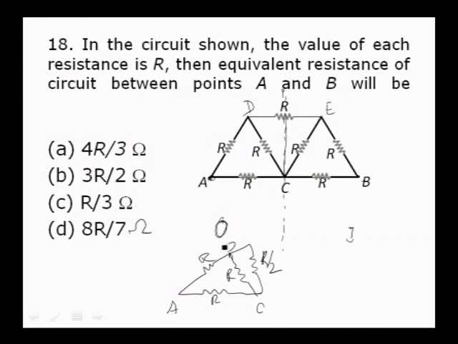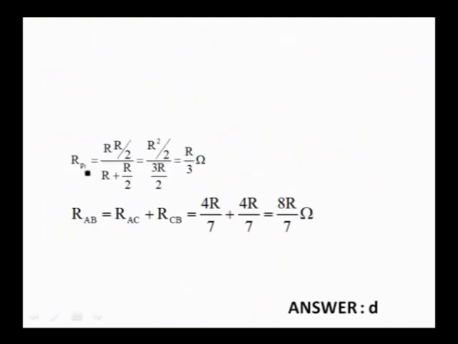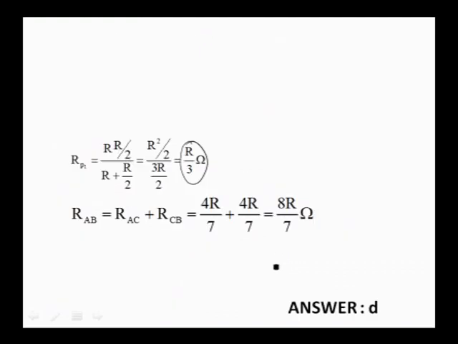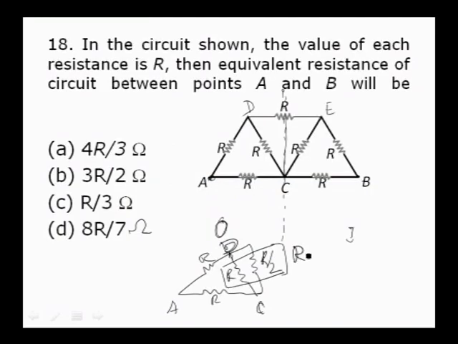Now the resistances between D and C are in parallel. R and R by 2 are in parallel. You calculate the parallel combination like this: Rp1 is equal to R into R by 2 divided by R plus R by 2. If you simplify, you get the value R by 3. It means that the effective resistance of these two is equal to R by 3 ohm.